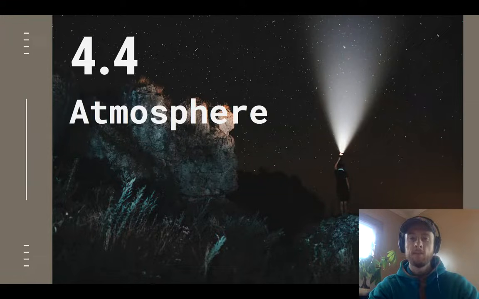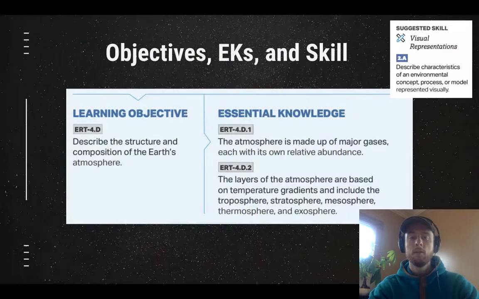Hey everybody, it's Mr. Smedes, and today we'll be covering topic 4.4, which is the atmosphere. So we'll be focusing on the temperature changes that happen in each layer of the atmosphere and how those changes actually define the layers.